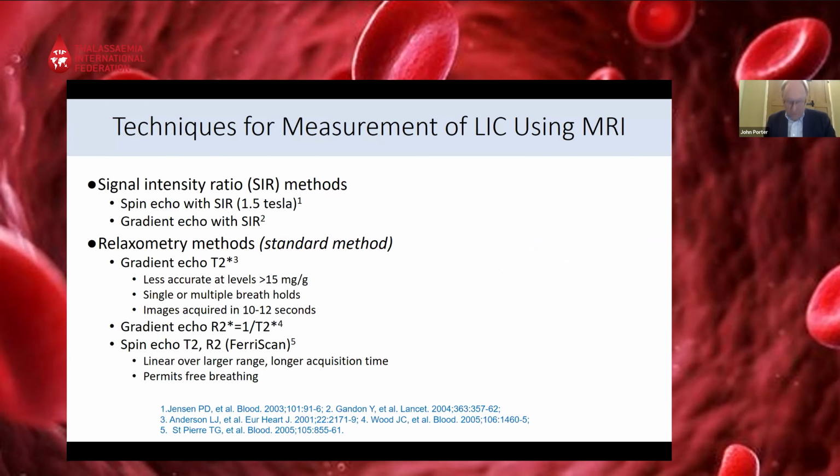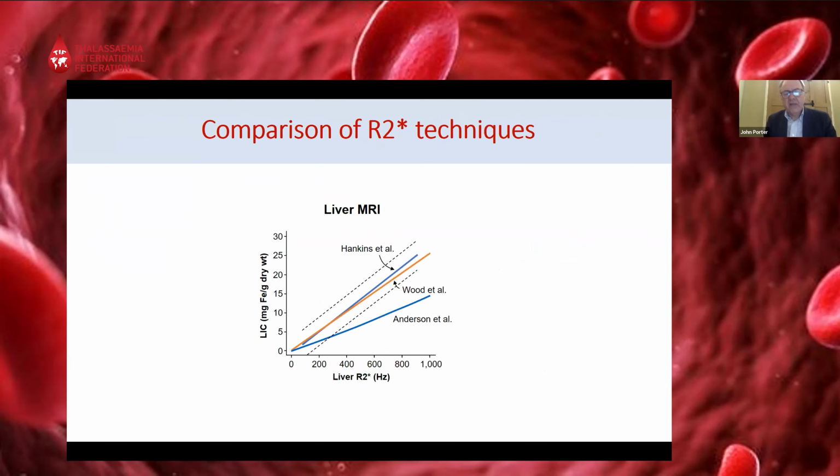I think Tim will cover this. This is a study we did relating biopsy to liver iron measurement by various MRI techniques and related to the literature. They all correlate, but they don't give the same answer. So if you're using a different MRI technique, you could get a different value.